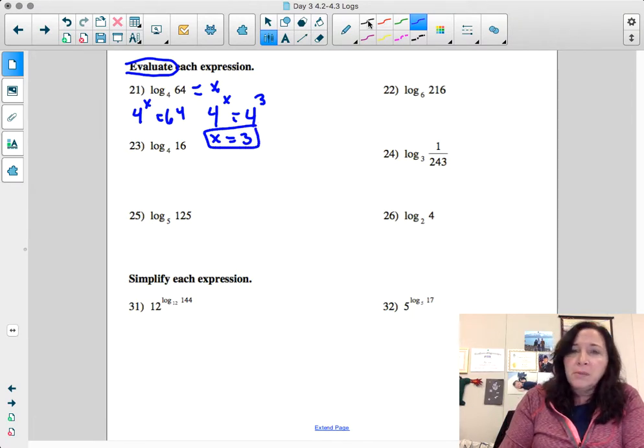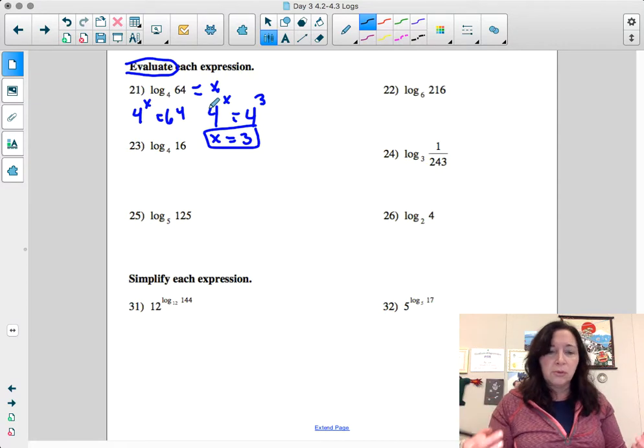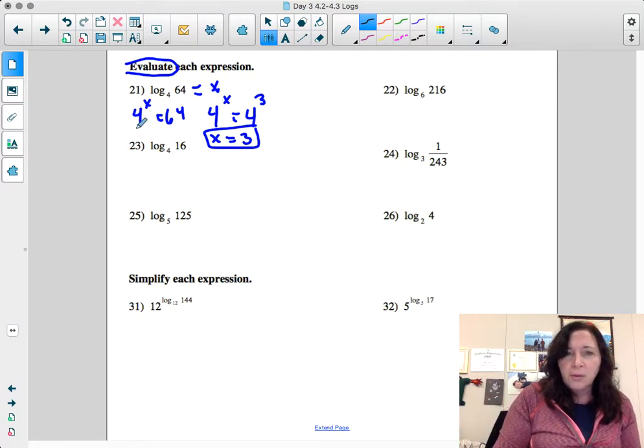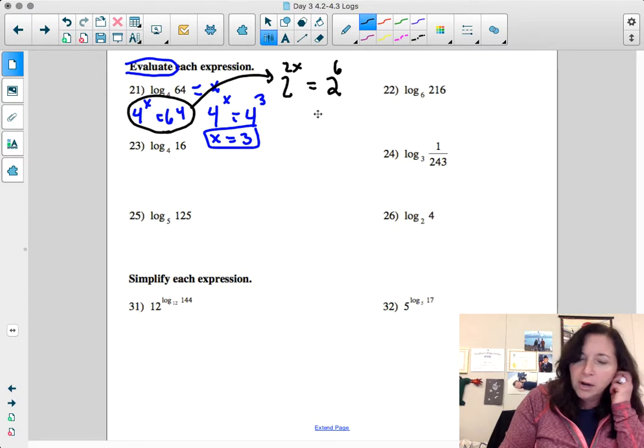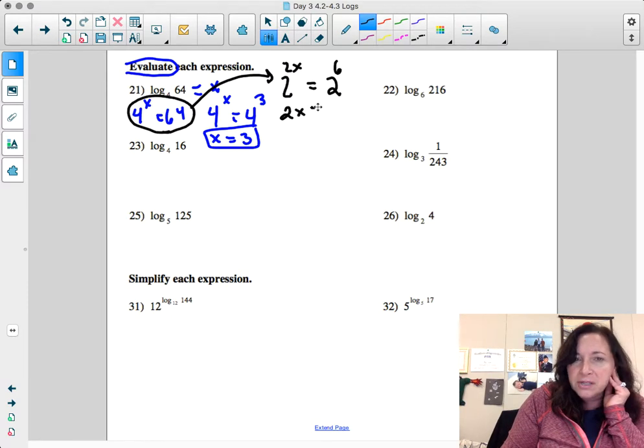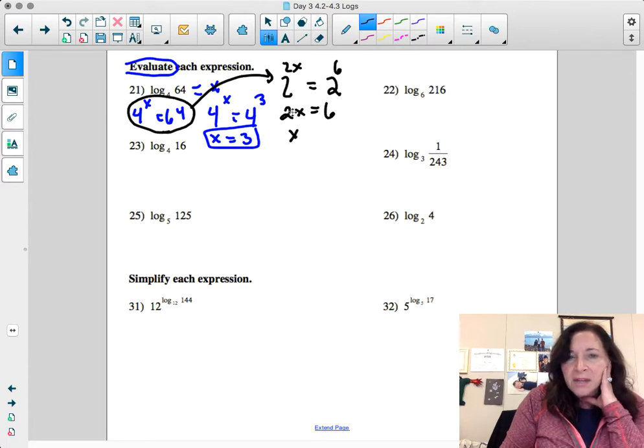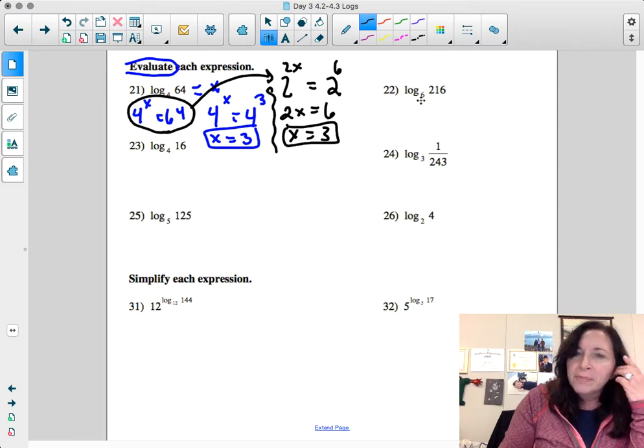Now, a lot of people will try to reduce their bases to as small as they can. So when I start off, 4 to the x power equals 64. From here, I'm going to show you another way to do that. 4 can be written as 2 squared, but there's an x up there, so you would say 2 to the 2x equals... 64, if I broke it down, there's actually 6 of those, so 2 to the 6th power. If my bases are the same, I can set my exponents equal, so 2x equals 6, and then divide by 2, and I get x equals 3. So I'm going to get the same answer. I just did that 2 different ways.